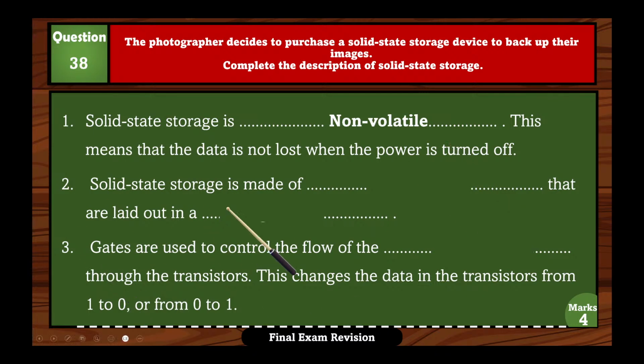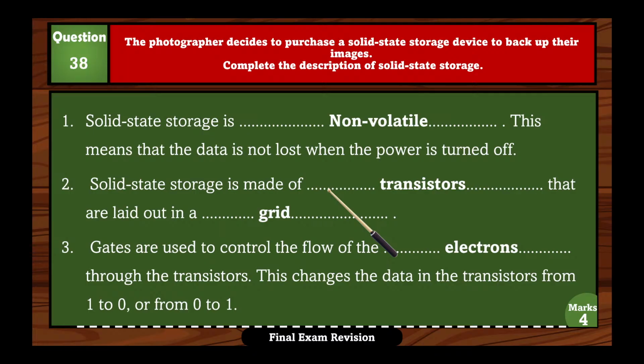Number 2, solid state storage is made of dash that are laid out in a dash. So it is made up of the transistors that are laid out in a grid. Gates are used to control the flow of electrons through the transistors. This changes the data in the transistors from 1 to 0 or from 0 to 1.